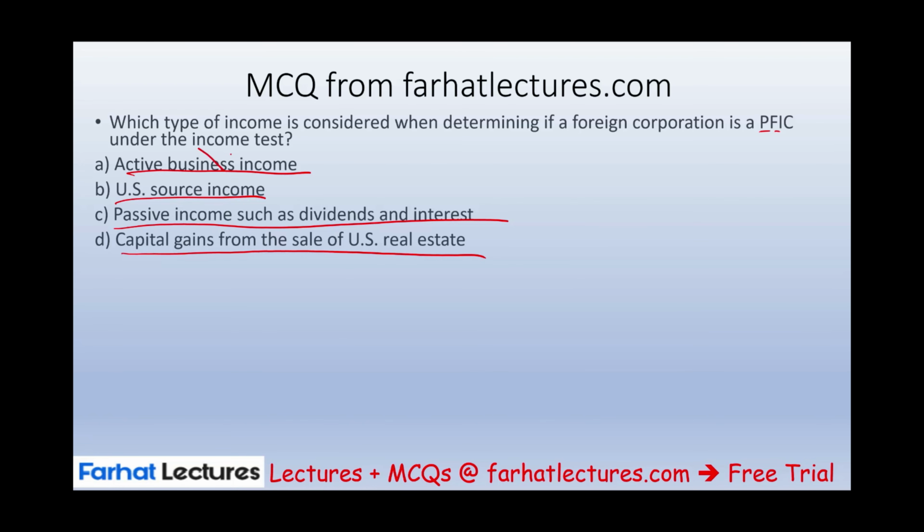So it's not active business income, because that's active business income. It's not U.S. source, because if it's U.S. source, we don't have to worry about this foreign corporation. Passive income such as dividend and interest, yes, you would look at this. And if more than 75% is passive, then you are subject to that. Capital gains from the sale of U.S. real estate, not from the sale of U.S. real estate. No. The answer is C.